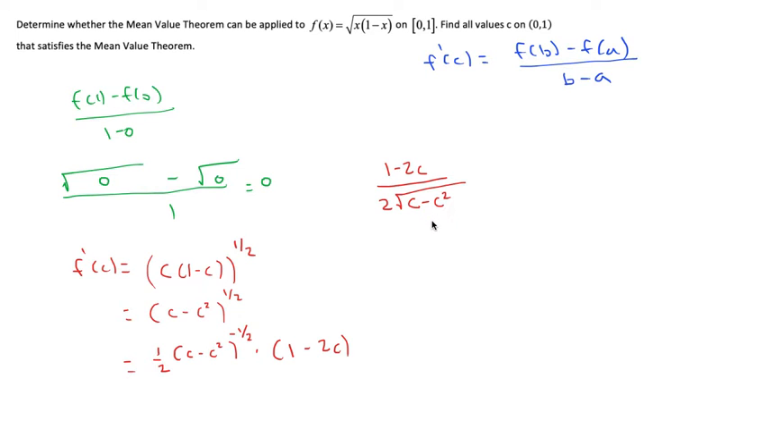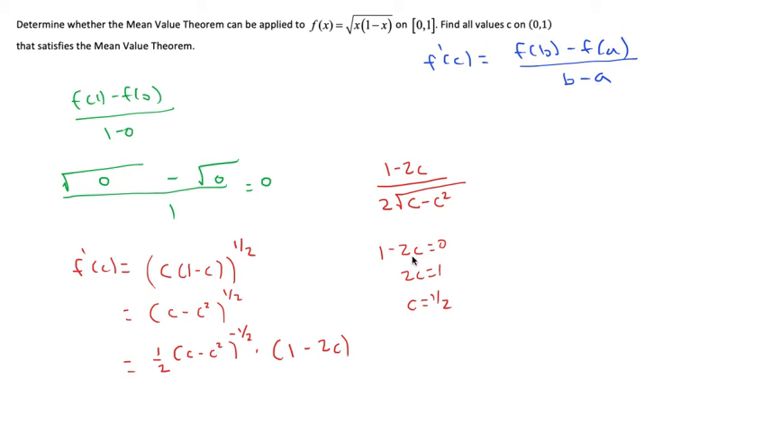So what does that tell us? How are we going to find the critical values? Well, we set 1 minus 2c equal to 0, so 2c is equal to 1, and c is equal to 1/2. That's good, that is certainly on the interior of the interval. So 1/2 works.